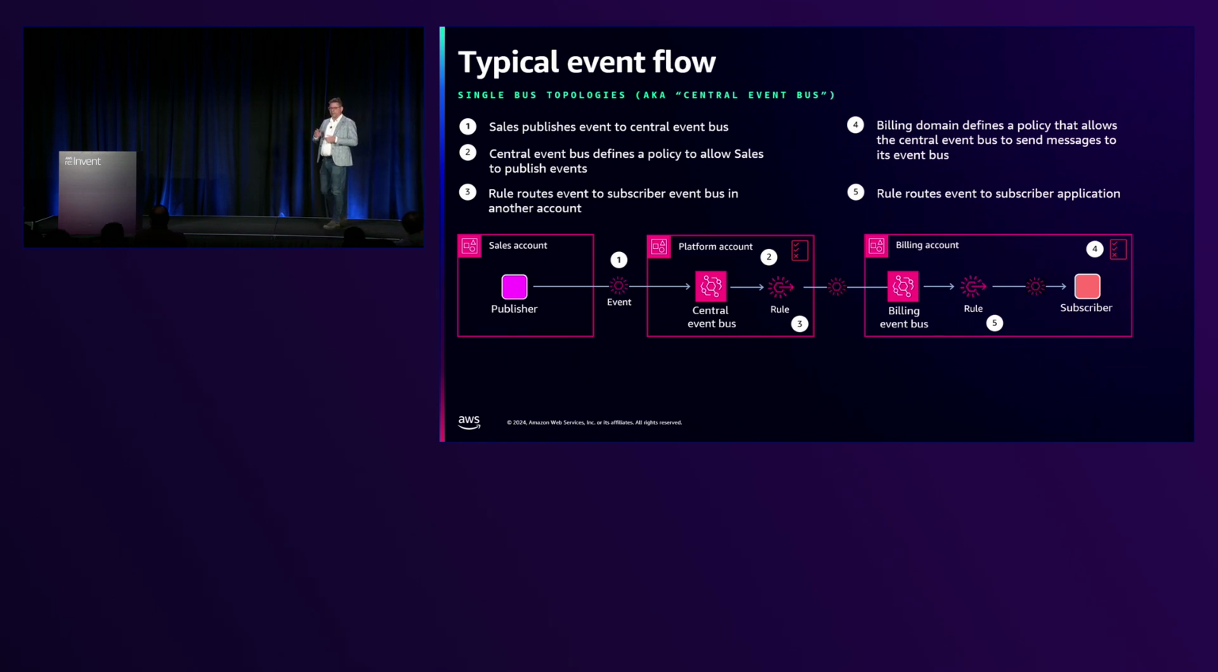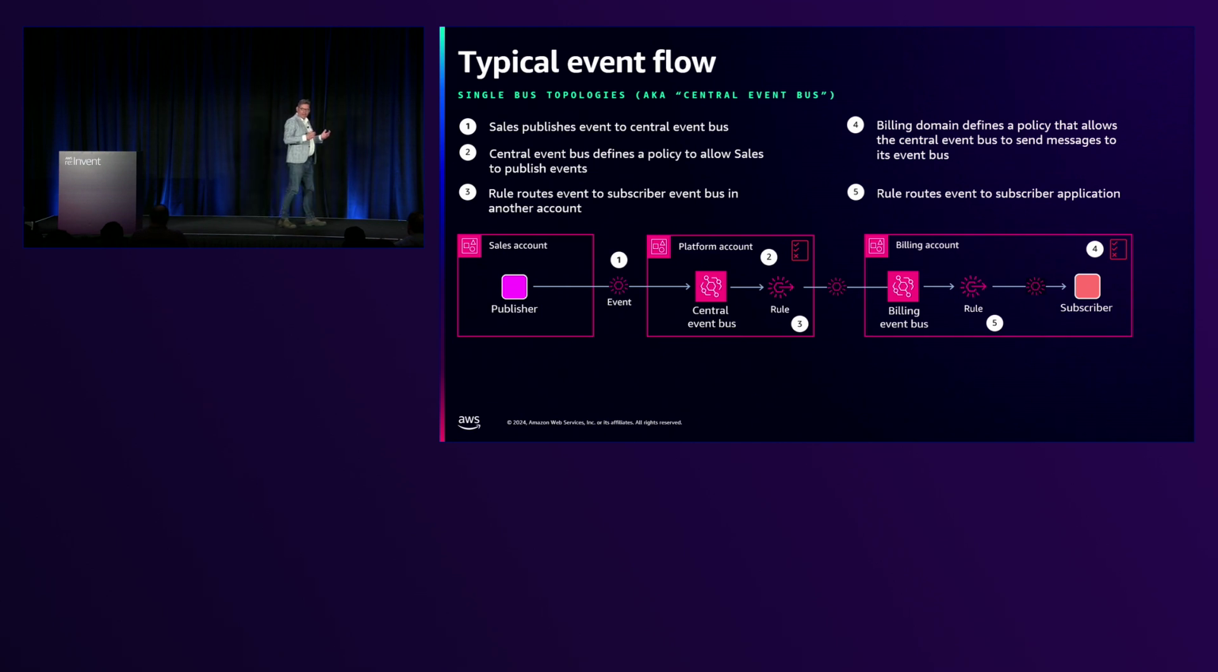Once that event arrives in the event bus, we need to have a rule that then sends that message to the recipient's account. And that's quite a typical rule. Fundamentally, the only target here is the other event bus.